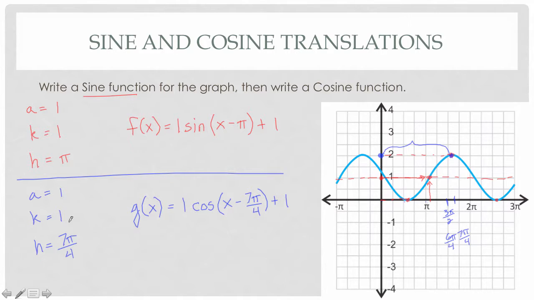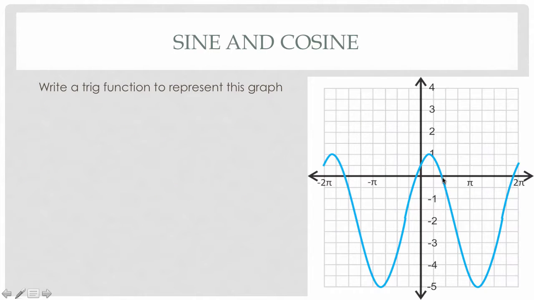All right, hopefully that gives you an idea of how we can take a graph and fit a sine or cosine function to what we're seeing on the graph. We'll do a couple more of these as well. How would I write a trig function to represent this graph?